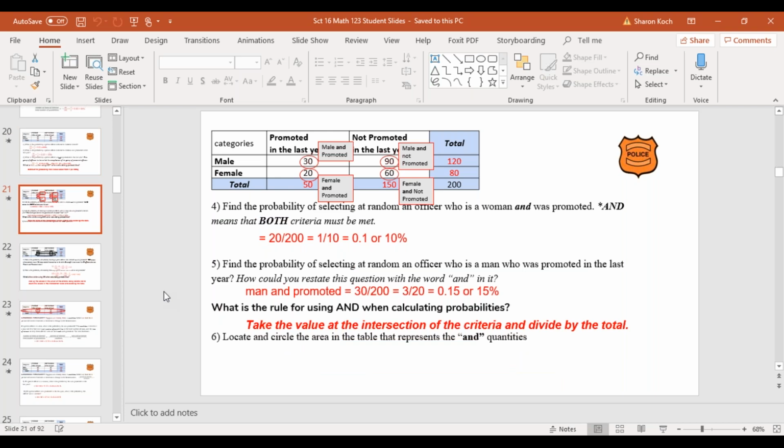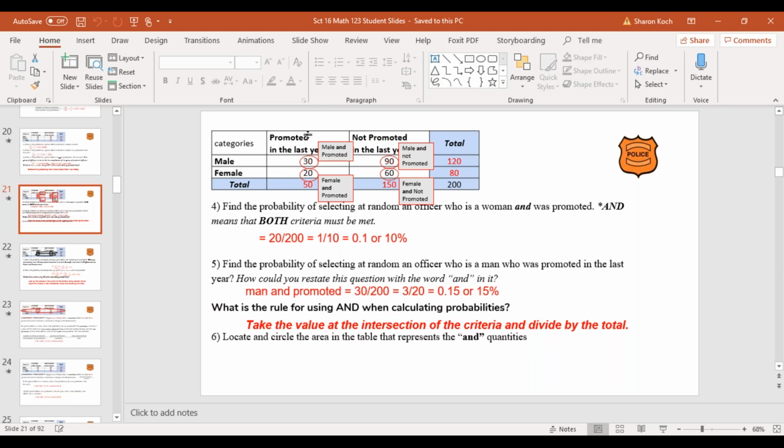Now let's take a look at when we start adding other meanings to this. What if we want to find the probability of selecting at random an officer who is a woman and was promoted? So now when we see the word "and" in the statement, "and" means both things have to be true, both of those criteria. So first of all, it's still telling me I'm picking somebody at random. That means I'm still picking names out of a hat. Only now, both of those things have to be true.